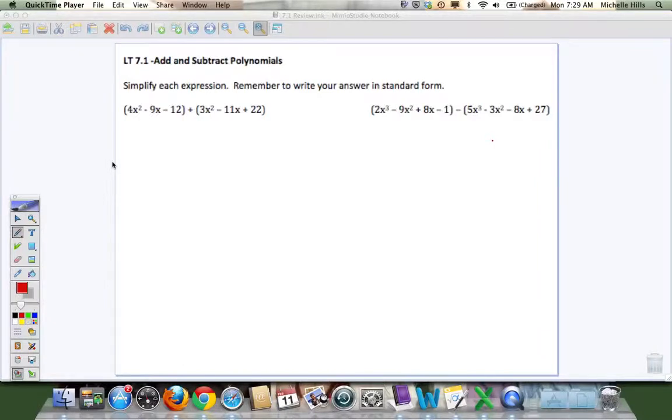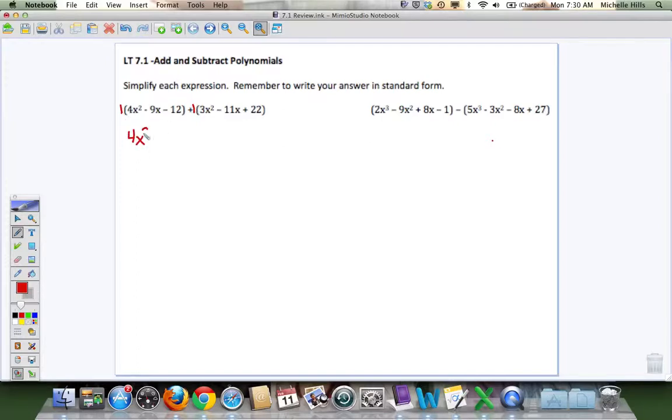The first thing I want to do when I add or subtract polynomials is to get rid of the parentheses. When I don't see something added in front of the parentheses, it's like there's a positive 1 that I'm distributing. And with the plus sign here, I'm also distributing a positive 1 to the second set. So first, get rid of the parentheses.